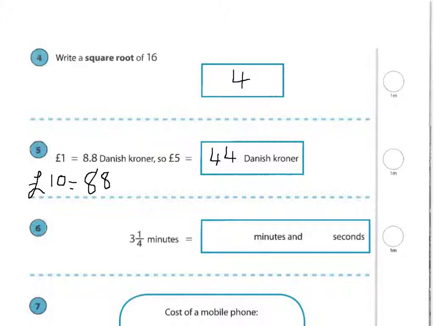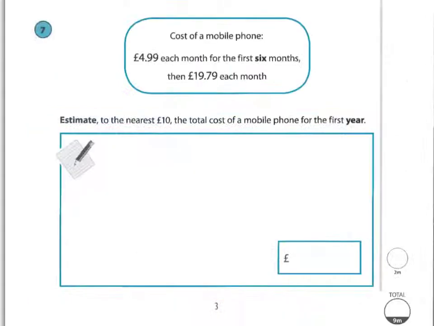Question 6. 3 1/4 minutes is how many minutes and how many seconds? Well, it's obviously 3 full minutes, but what is a quarter of a minute in seconds? Well, a full minute first of all is 60 seconds, half a minute is 30 seconds, and a quarter is 15 seconds.